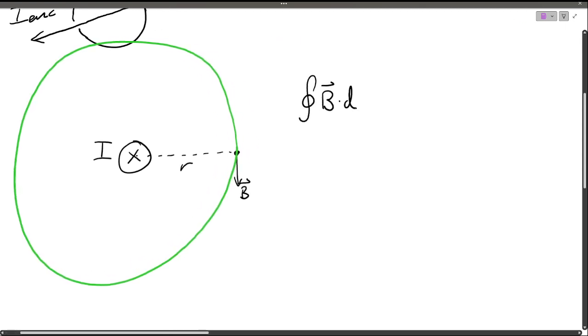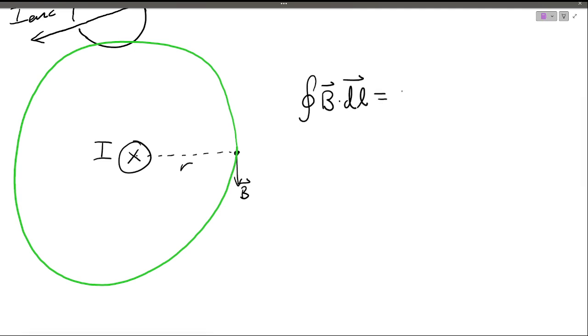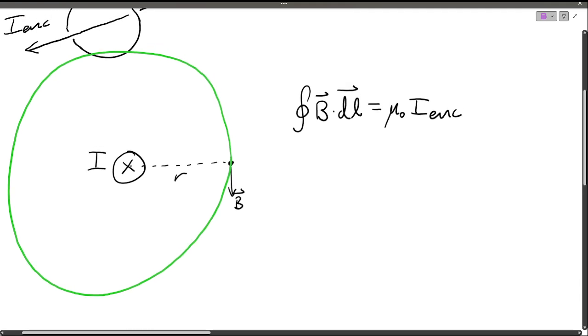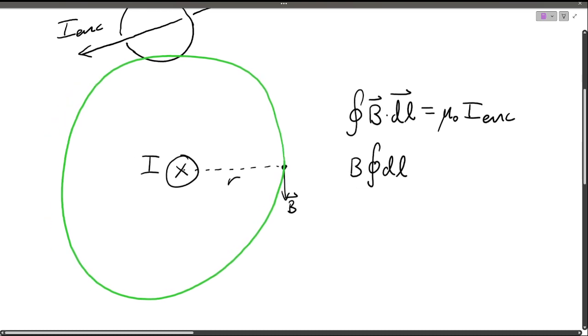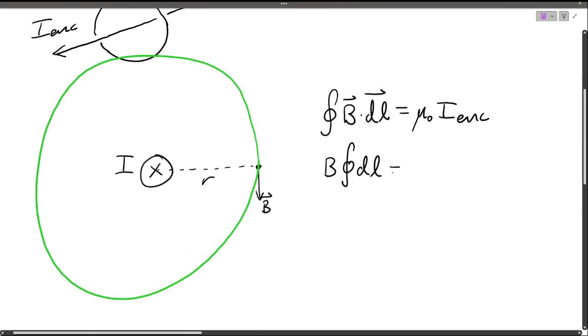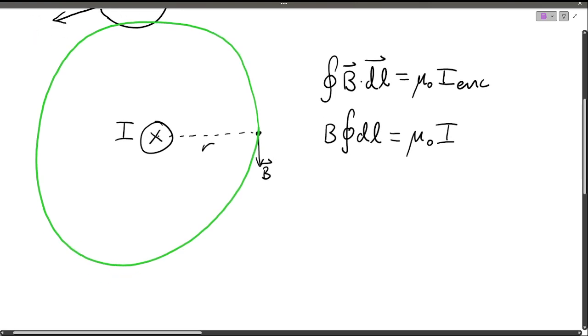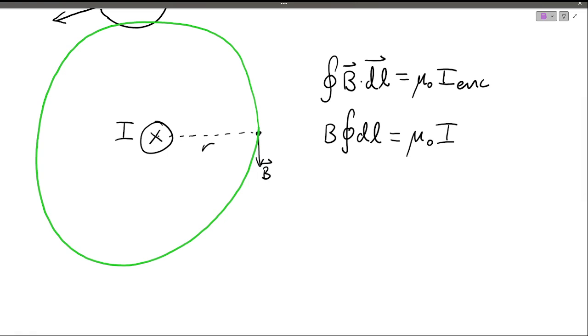B dot dl is equal to mu naught I enclosed. Since this situation is obviously radially symmetric, we pull B out since it's not going to change as you go around the surface. And of course, for the dot product, the B field must be parallel to the circle at all points since it's, again, radially symmetric. So you have this situation here. I'll just sub in I for I enclosed. And then your integral of dl is just the circumference of the circle, which is 2 pi r.